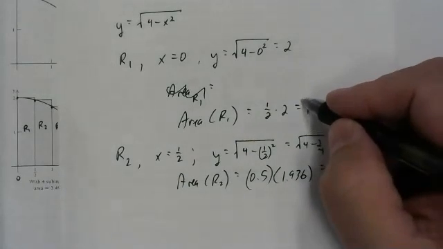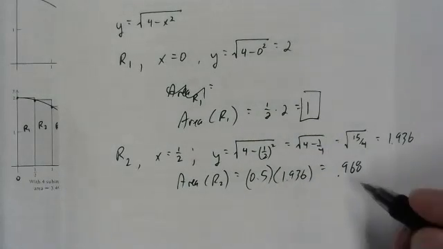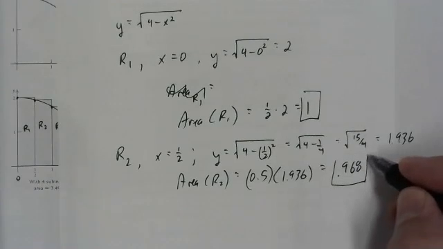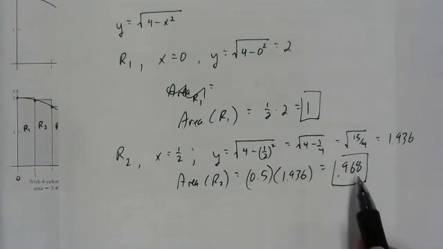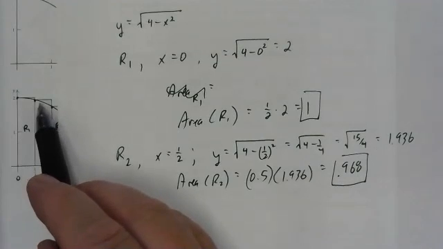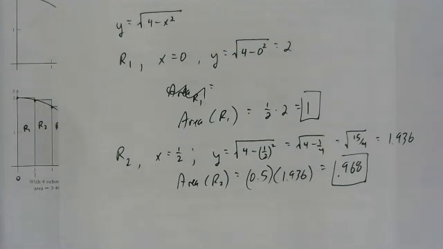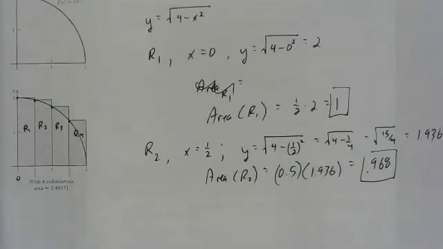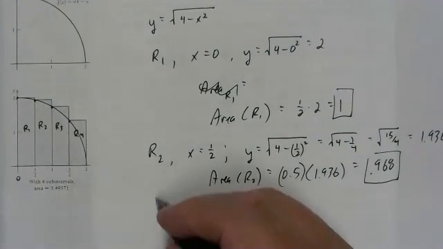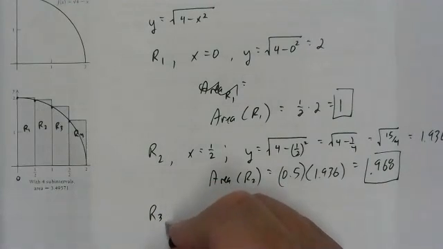So the area of rectangle 1 was 1. The area of rectangle 2 is 0.968. And that makes sense because this second rectangle is just a little bit smaller than the first rectangle. All right, 2 rectangles to go.